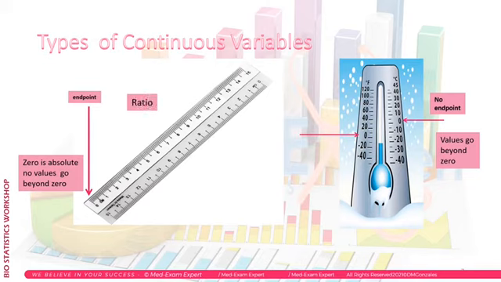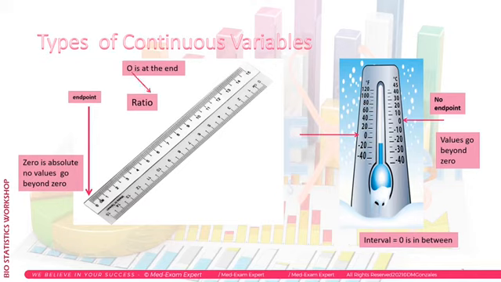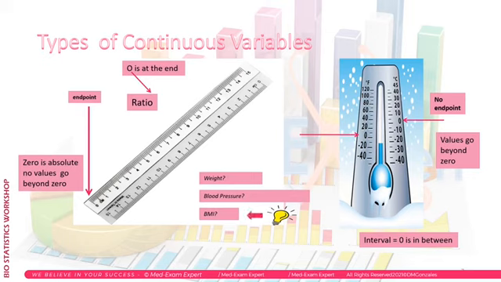So you have negative values. So how will you memorize this? When the 0 is at the endpoint, it's called ratio. And when 0 is in between, it is interval. So 0 is at the end, ratio. You will see here, the letter O is at the end of ratio, so 0 is at the end. This helps you to memorize it easier. When the 0 is in between, so there's no endpoint, it is interval. So weight, blood pressure, and BMI belong to your ratio. BMI, as I mentioned, is a favorite exam question.